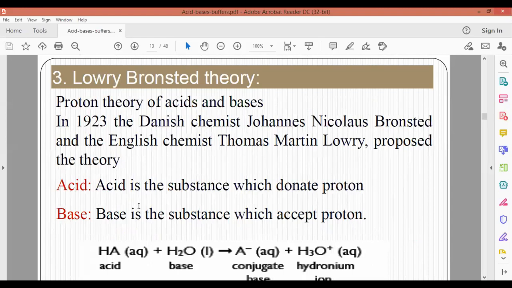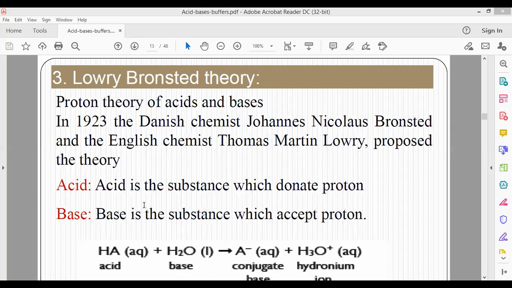Next one is the Lowry Bronsted theory. See, all of you have to know acid base Arrhenius theory is related to the H+ as well as the OH- ion. Now Lowry Bronsted theory. This theory is also called a proton theory. Lowry Bronsted theory is also called a proton theory. Arrhenius acid base theory is also called an electron dissociation theory.